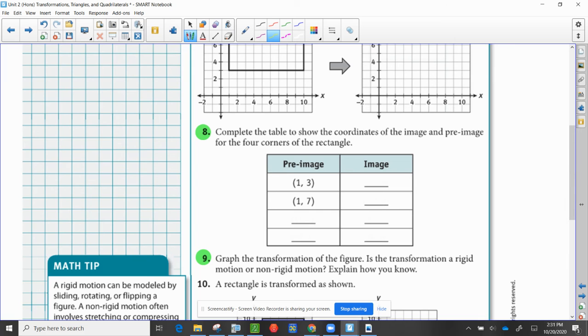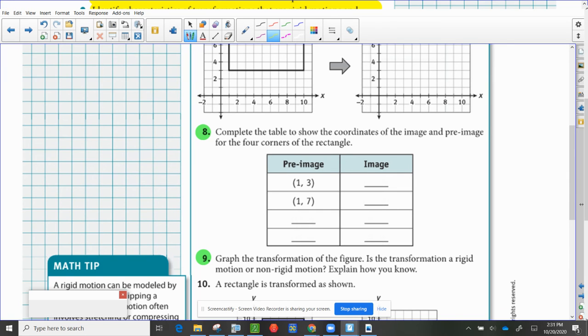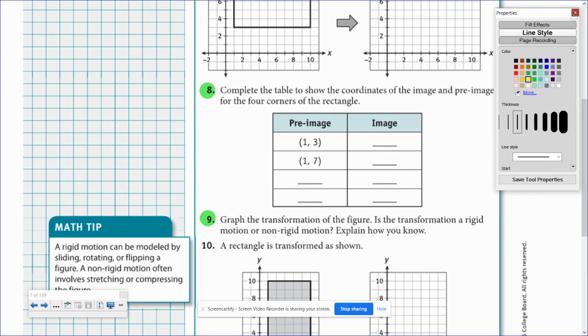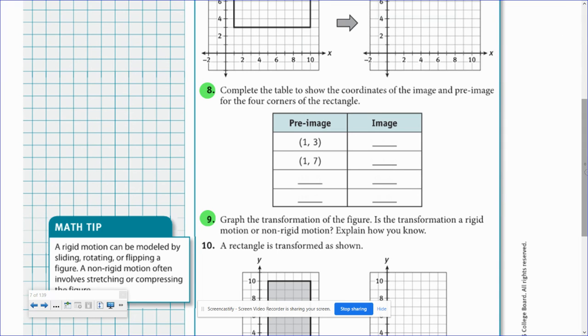So go ahead and fill in this chart with those vertices. And then we're going to graph it after that. So go ahead and try 9 and 8 really quick.